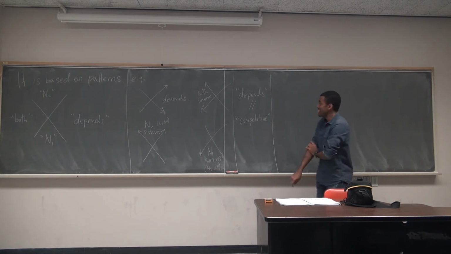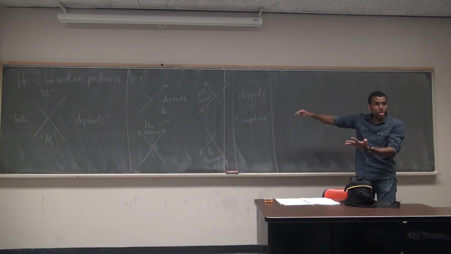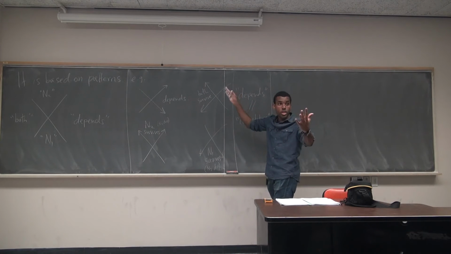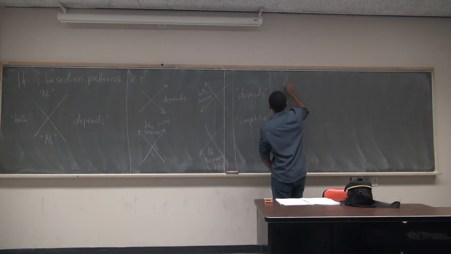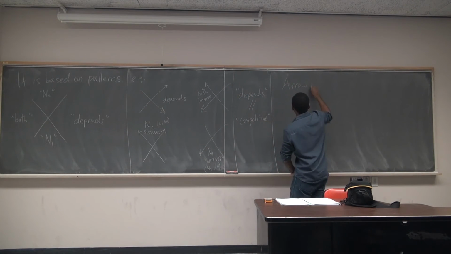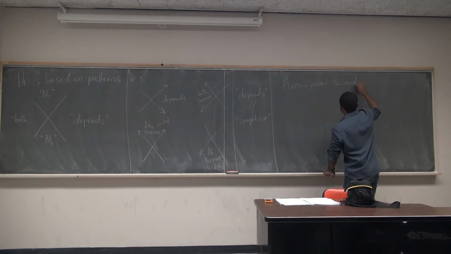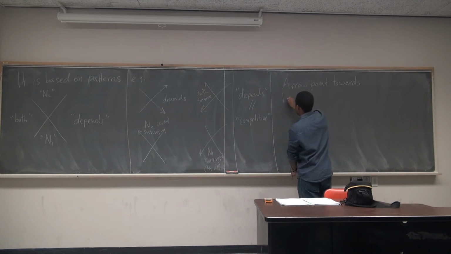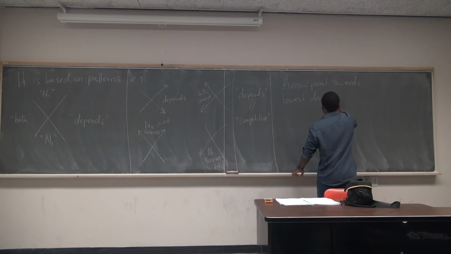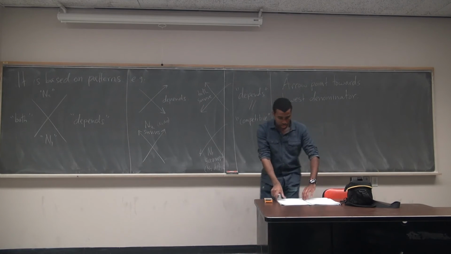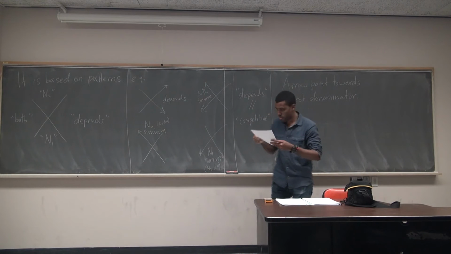Okay. Here's how you draw the arrows. These arrows happen on top of your equation. Arrows point towards the lowest denominator. Okay, so let me explain how that actually goes.